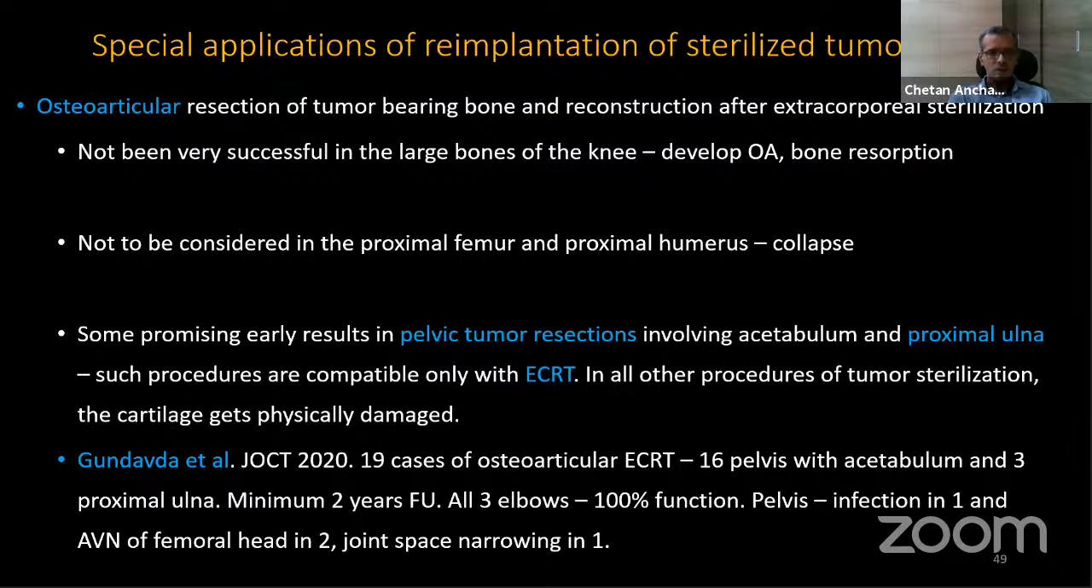Gunzauda et al. have reported in 2020 of 19 cases of osteoarticular ECRT, in which 16 pelvises with acetabulum and 3 proximal ulna were managed in this procedure with a minimum 2 years follow-up. All 3 elbows have 100% function. In the pelvis, they had 1 infection and avascular necrosis of the femoral head in 2 and joint space narrowing in 1 of the cases.